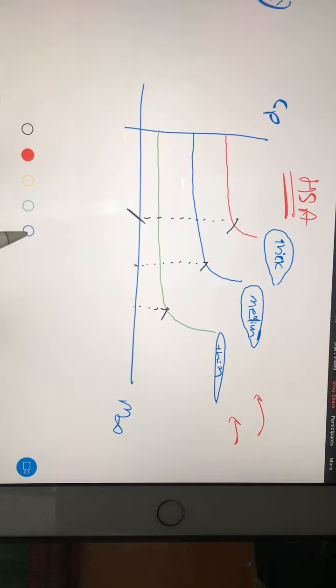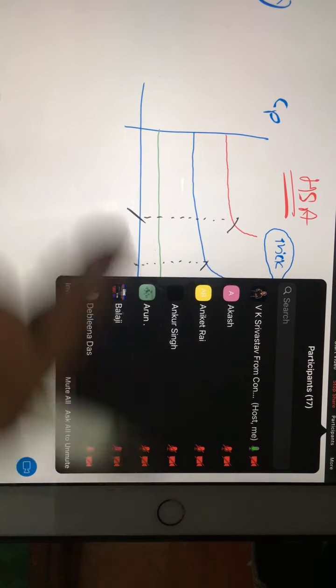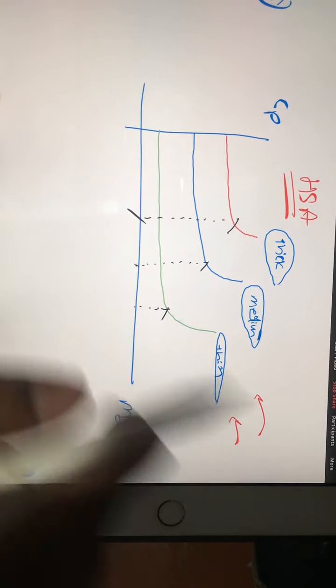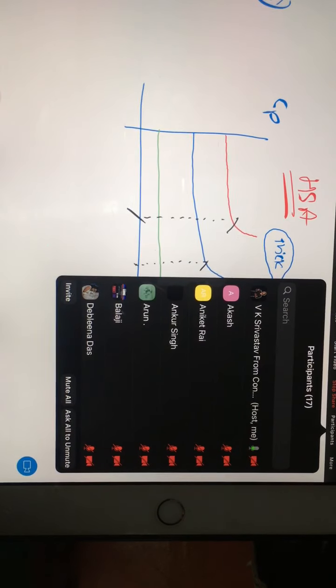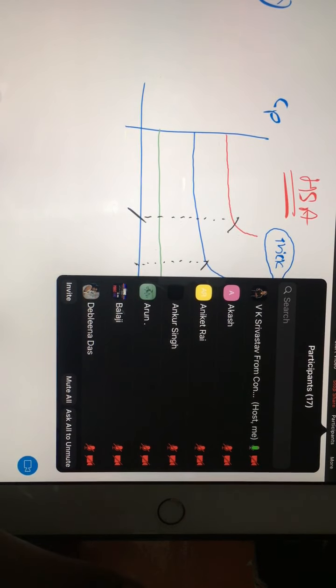I think someone was unmuted. Okay guys, please make this setting for everyone: whenever you are joining, automatically your audio will be muted.